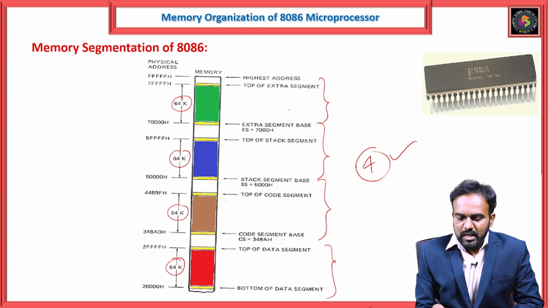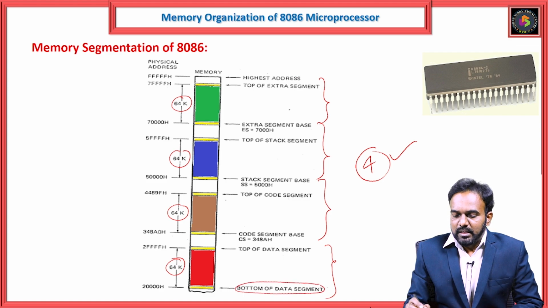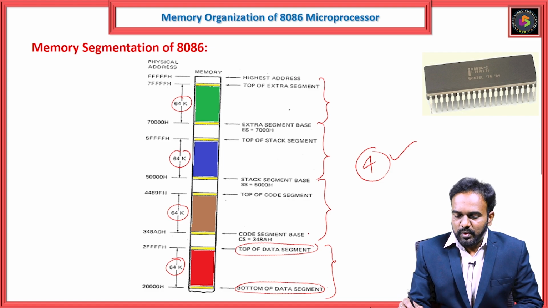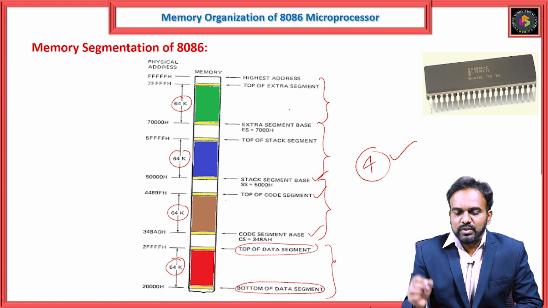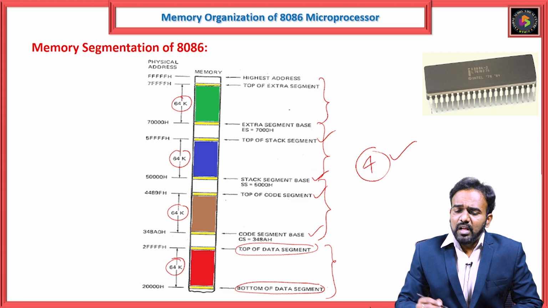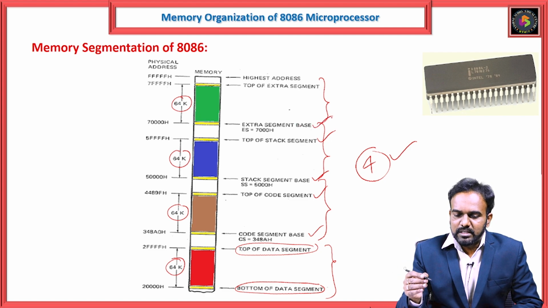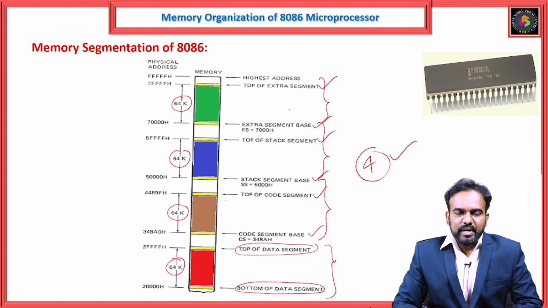This particular address is the bottom or starting address of the data segment. This is the top or ending address of the data segment. Similarly, this one is the base address of the code segment, and this is the top address, that is the end address, of the code segment. Next one is the base address of the stack segment, and the next is the top address or end address of the stack segment. Similarly, the last one shows the base address or starting address of the extra segment, and this is the end address or top address of the extra segment.